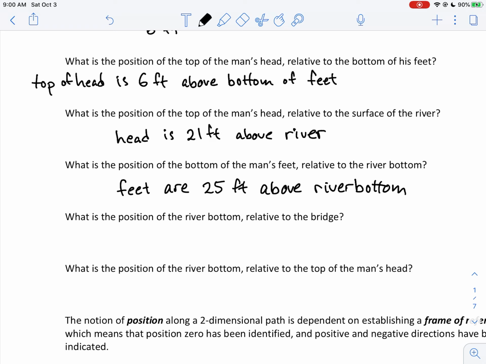So we would say that the river bottom is 25 feet below. So notice we have a direction that we're implying here. We had aboves in all the others, but now we have a below situation. So below the bridge.